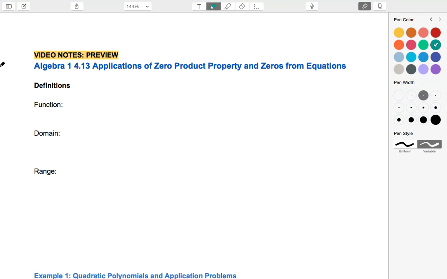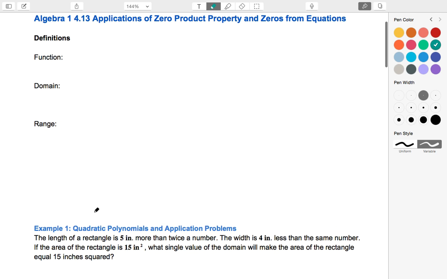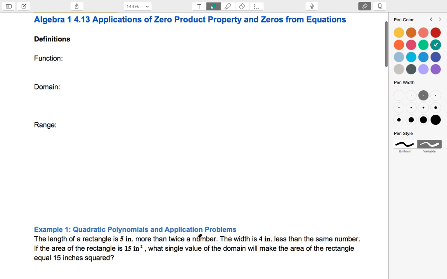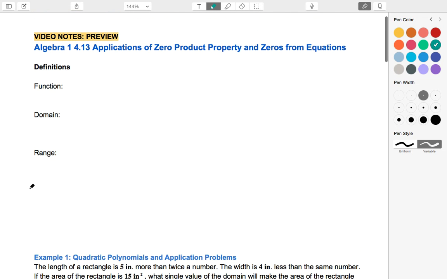All right, hello. So in this video, we're going to talk about applications of zero product property and zeros from equations. Specifically, we're going to talk about a quadratic polynomial and application problem involving a rectangle. But first, we need to define function, domain, and range.